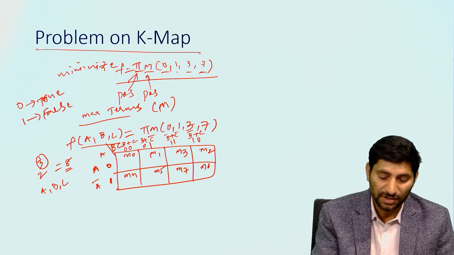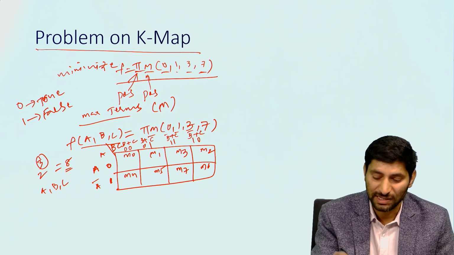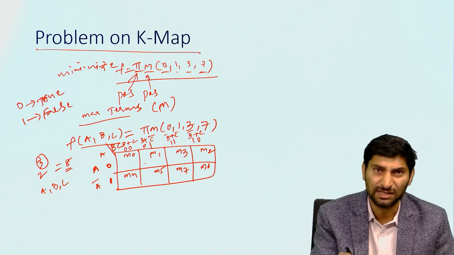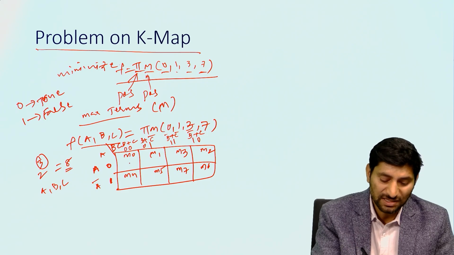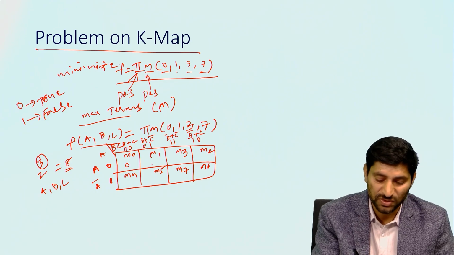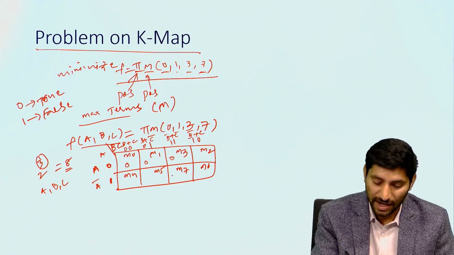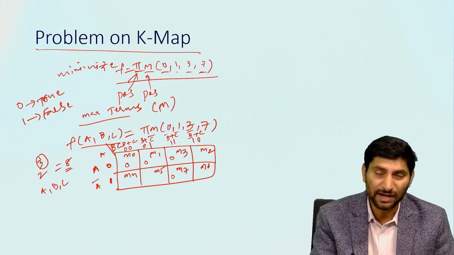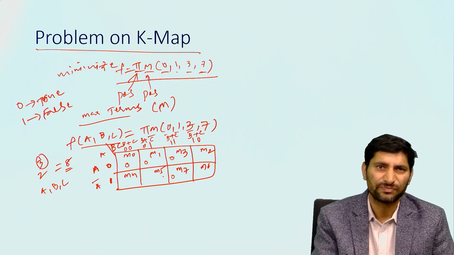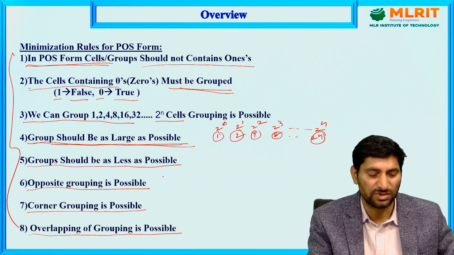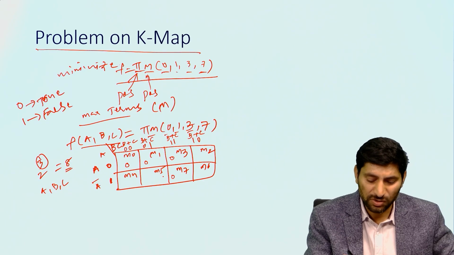Now, what are the terms given here? 0, 1, 3, 7. I need to mark these 0, 1, 3, 7 in the K-map with zeros, because it is POS form. So, 0, 1, then 3 and 7. Now, after marking this, I need to group it as per the minimization rules.